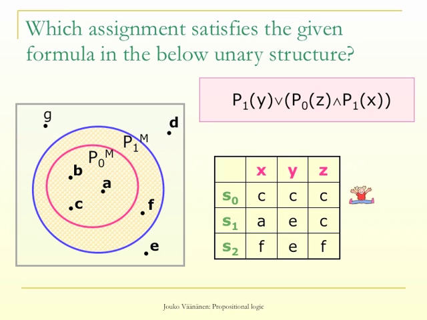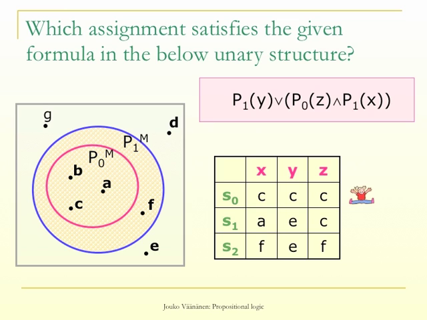S1 gives y the value e, which is not in P1M, so we can't proceed there. S2 again gives y the value e, so no easy solution there. Let's then look at the second disjunct. It's a conjunction of P0z and P1x, so we have to pay attention both to z and to x. In S0 they are both c, and c is in P0 and P1.